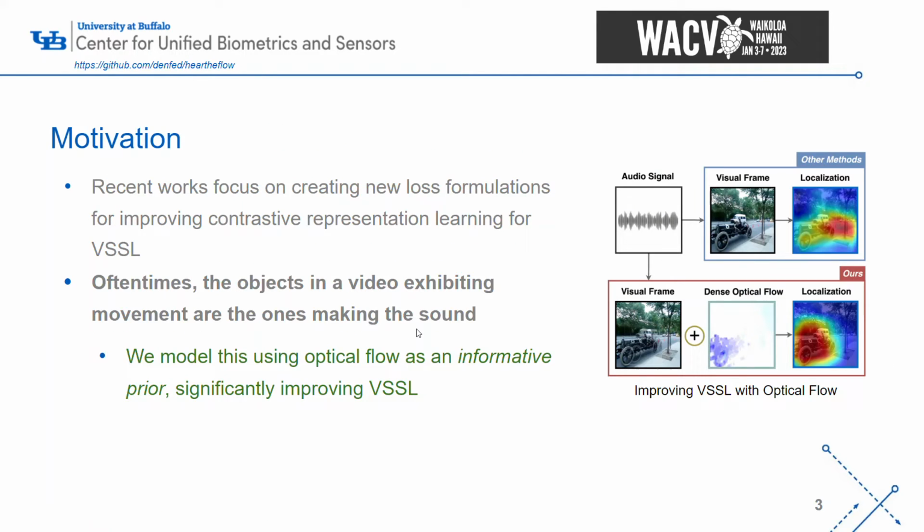But in this paper, we're working off of previous works in a complementary way, in that recent works create new loss formulations for improving contrastive representation learning for this task. But we look at it from a different angle, in that we are looking at informative priors to aid in the localization process. And what I mean by that, for example, is that oftentimes the objects in a video that are moving are actually the ones making the sound. And so we model that characteristic using optical flow, and we show that it significantly improves localization capabilities.